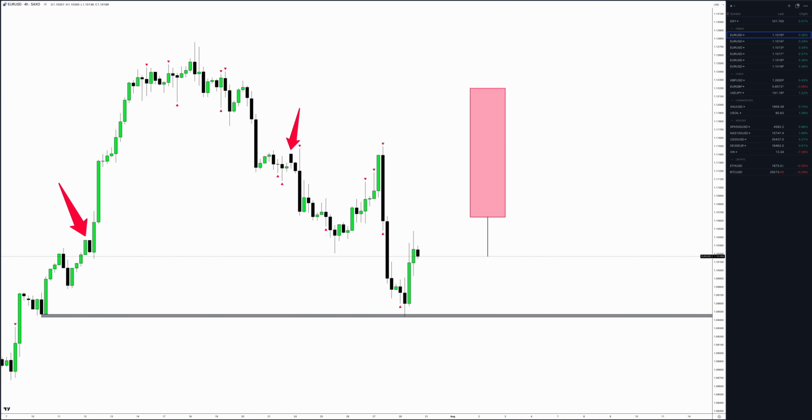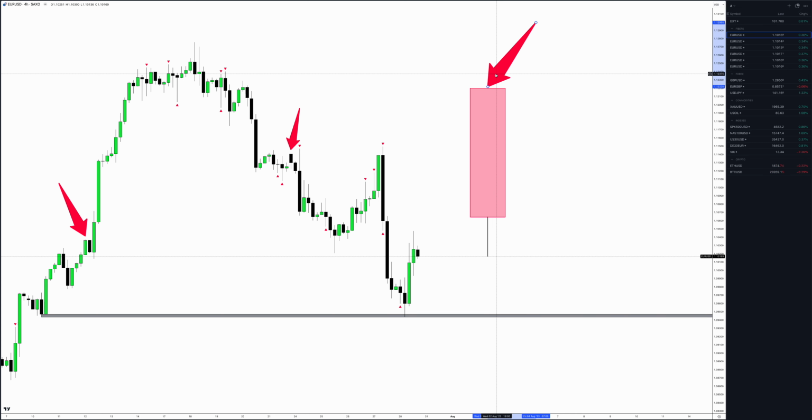I see this one, this flat top or flat bottom, if it's on the bottom, as a missing manipulation and as a magnet, okay? I never ever take this one as an entry. I just use it as a magnet, the same way I use fair value gaps.